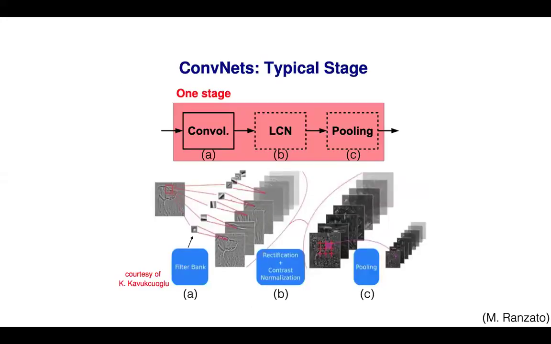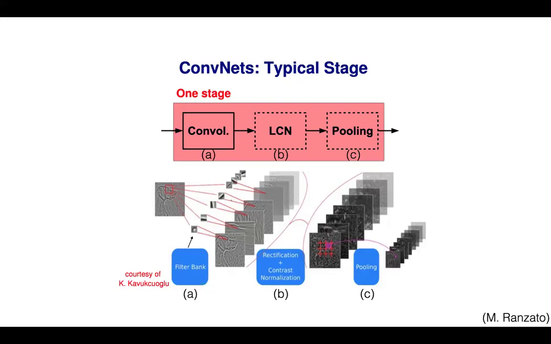And so, what is the structure of a convolutional network? Besides the convolution, we have a typical stage of a convolutional network. A stage is a combination of a convolution filter bank, and then two other layers, one for local contrast normalization and rectification, and a pooling layer. So basically, we have filters that we're going to learn to detect features, and you can imagine a dictionary that is going to learn properties of the data.